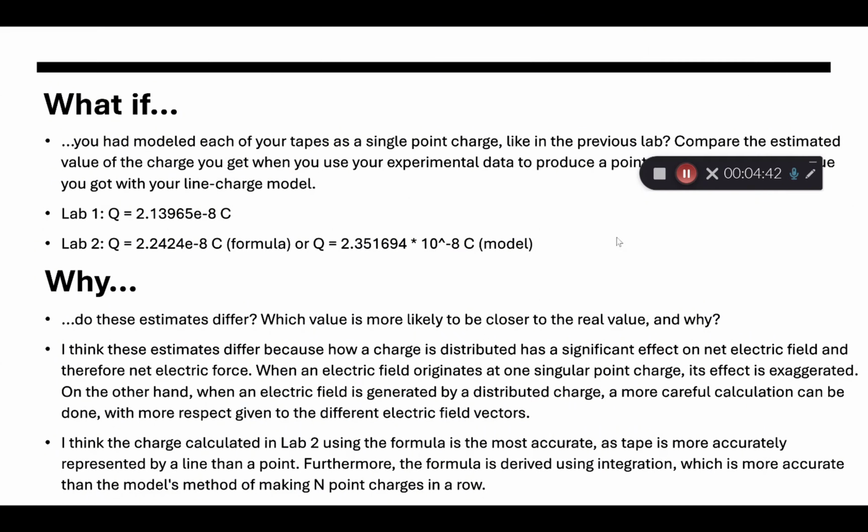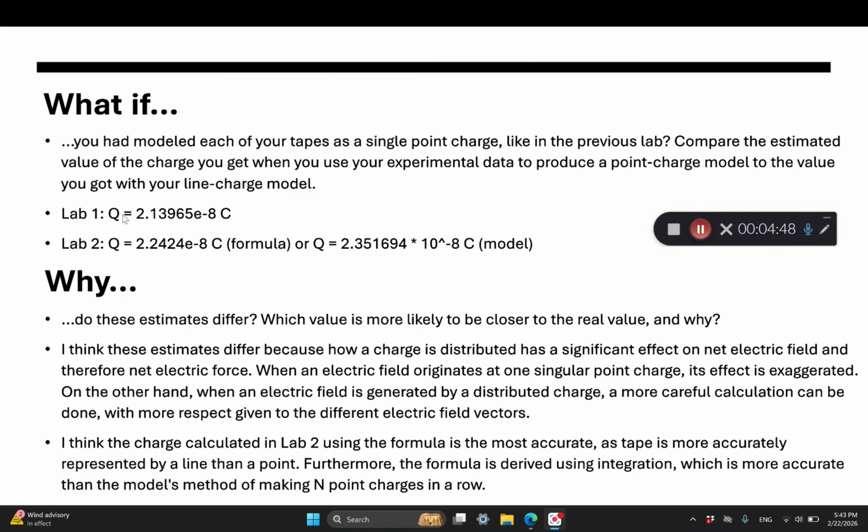Then some of these questions are going over the difference between our point charge model Q and our line charge model Q. And as you can see, the point charge model Q is lower than the Qs that we calculated using our new model. And these estimates differ because how a charge is distributed has a significant effect on net electric field and net electric force.